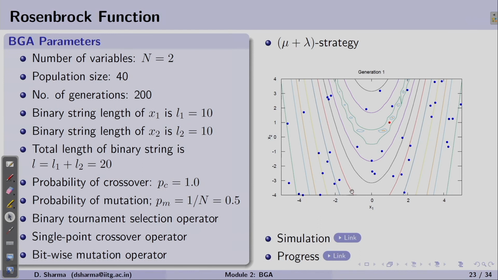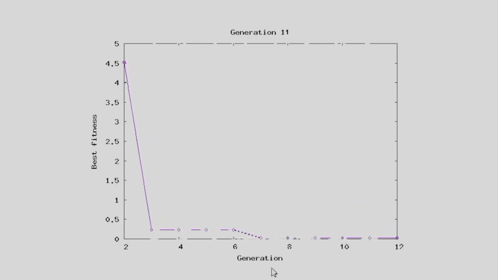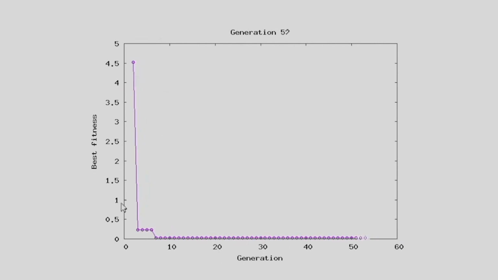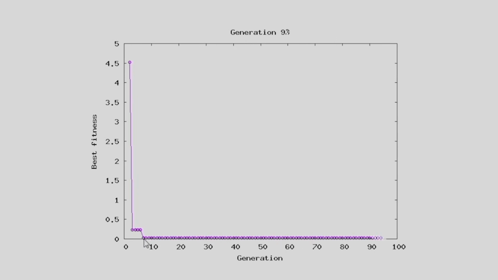Let us see the progress. In this progress plot, the number of generations versus best fitness, you can see how quickly the binary coded GA has reached a value close to 0, and then the best fitness remains the same.